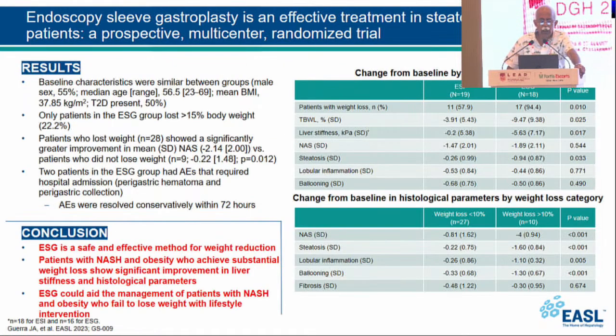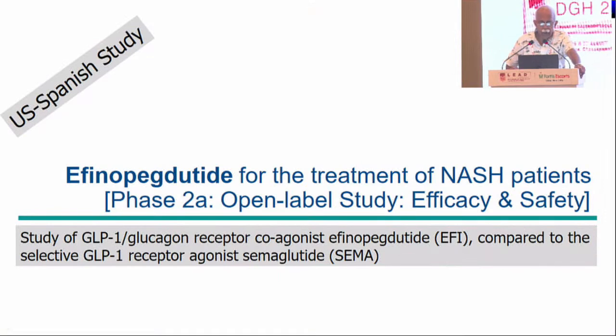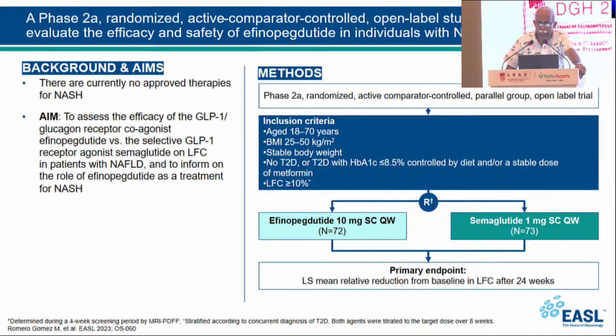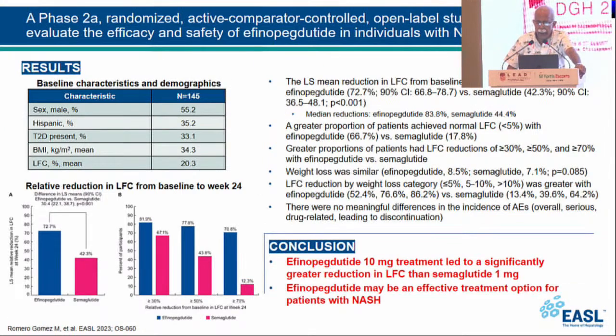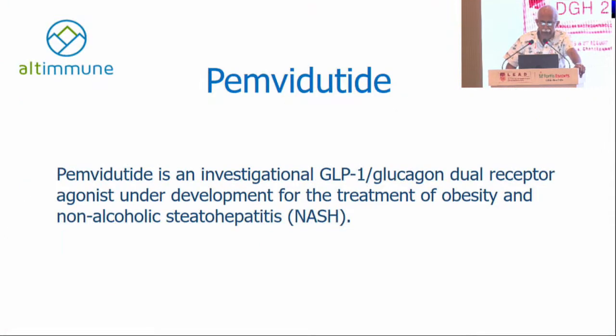Next, a word about efinopegdutide. PEG, very difficult to pronounce for me also. Pegdutide for the treatment of NASH patients. This is a combination GLP-1 and glucagon receptor coagonist. And here the results are, it led to a significantly greater reduction in the liver fat content than semaglutide 1 mg. And it may be an effective treatment option for patients with NASH.